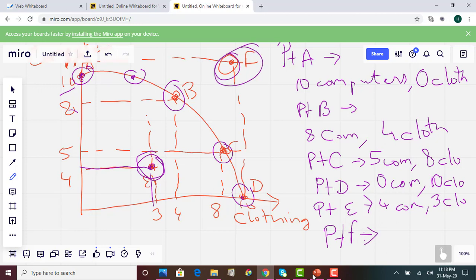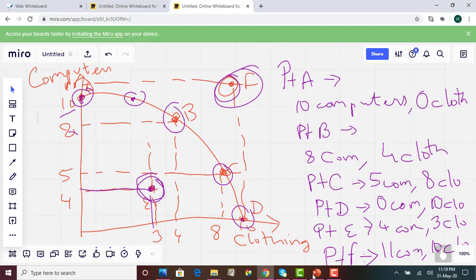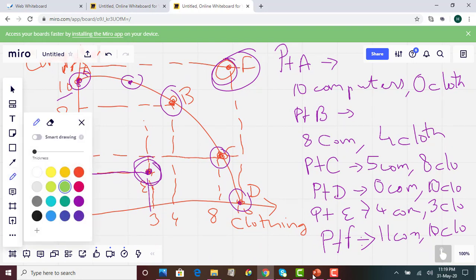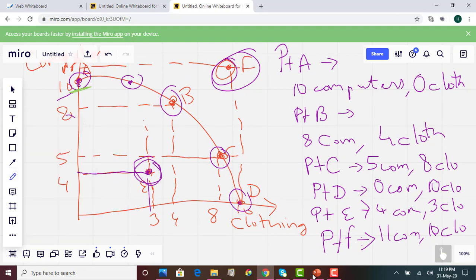Point F has 11 computers and 10 clothes. What this graph is giving us is, at a particular point of time, the different combinations of computers and clothing an economy can have. If the economy is operating at point A, then they are producing 10 computers and 0 clothing at that time.